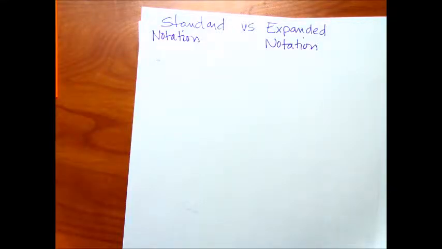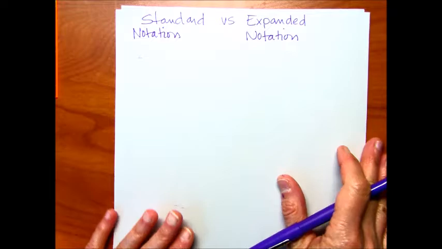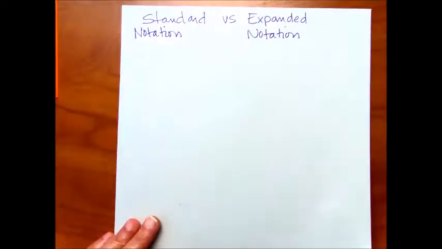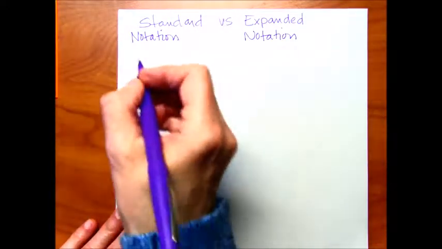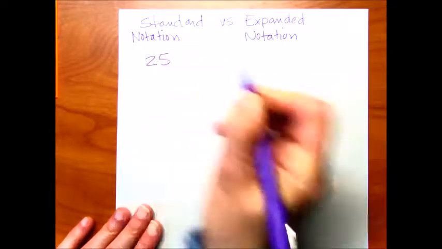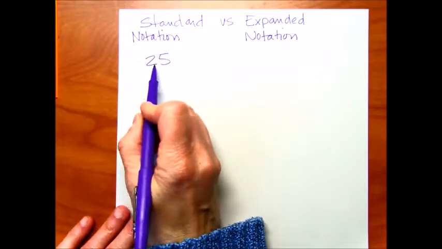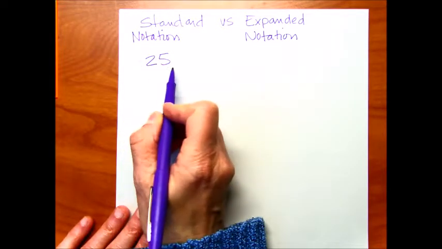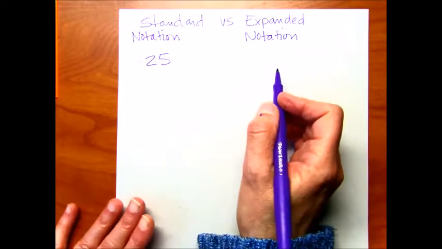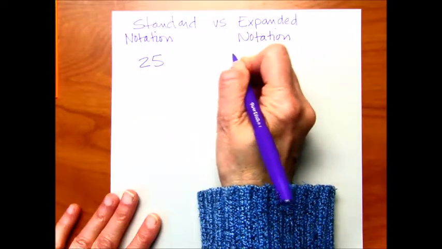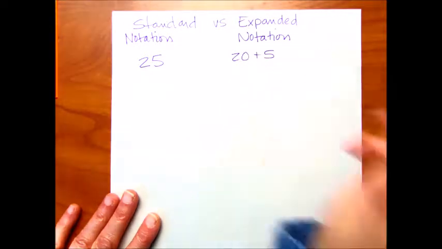Let's talk about standard notation versus expanded notation with whole numbers, and it's going to relate to the place values that we've been talking about with whole numbers. I'm going to first give you an example of a standard notation, and this is generally the type of numbers that we use every day. For instance, 25. This is the number 25, and in expanded notation form, that's going to look like 20 plus 5.